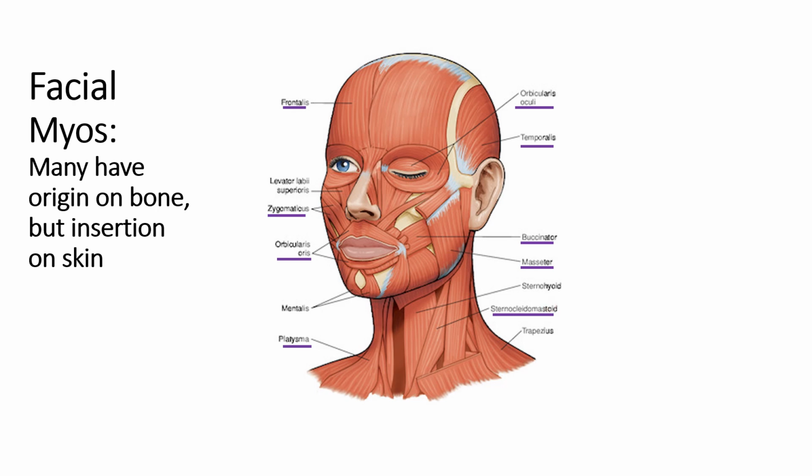Sternocleidomastoid. It hooks to the sternum, it hooks to the mastoid process, and it hooks to the collarbone. Trapezius by shape. Masseter is a chewing muscle. That's by action. The buccinator is also the kissing one. It causes the mouth to form an oval, a rounder shape. Temporalis, again, location, and so forth.